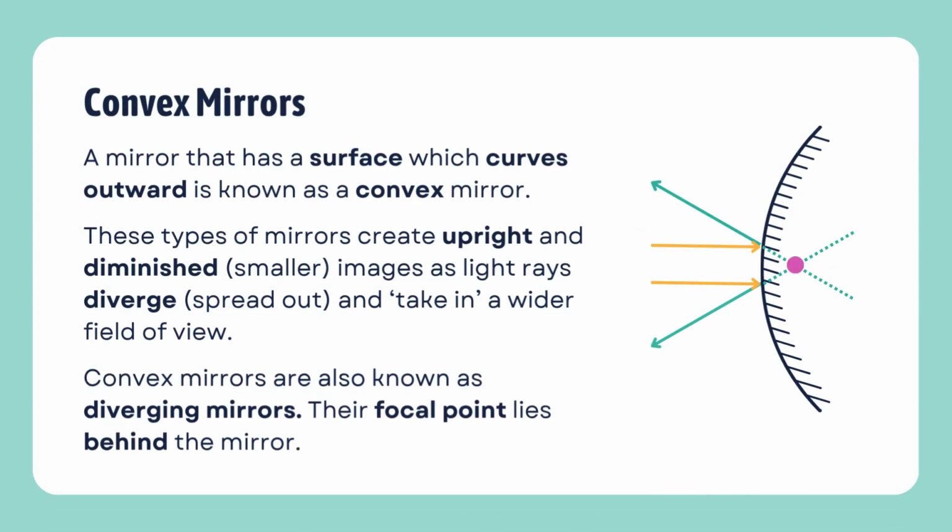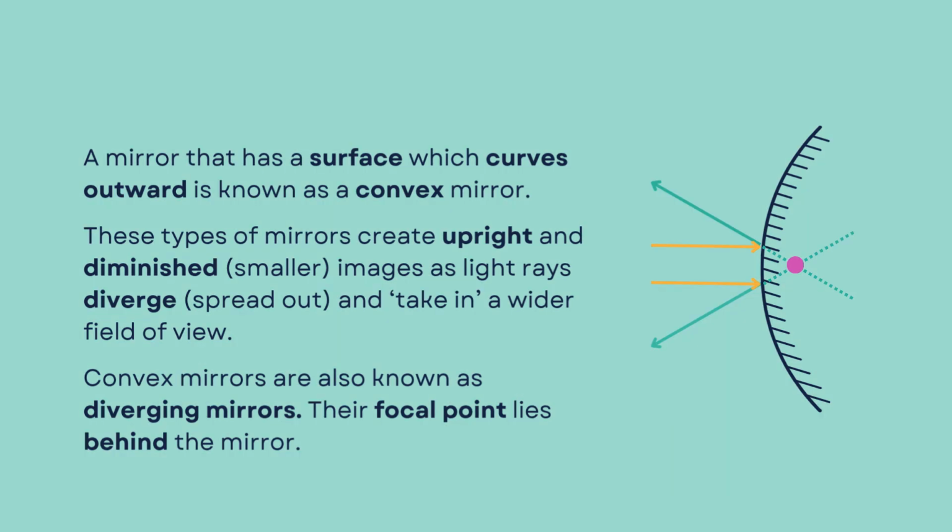Convex mirror. A convex mirror curves outward. It always forms a virtual, erect and diminished image. Since it gives a wider field of view, it is commonly used in vehicle rear view mirrors and security mirrors.